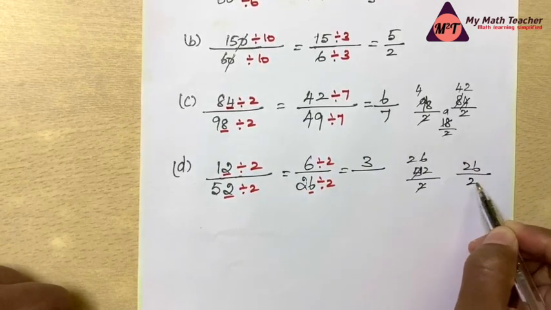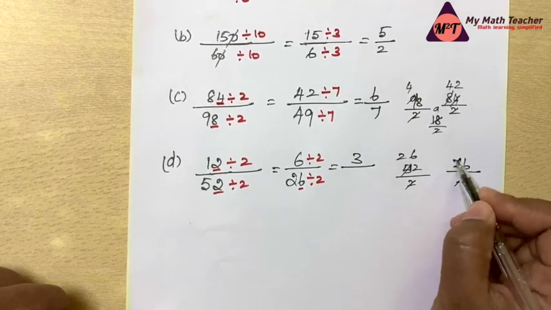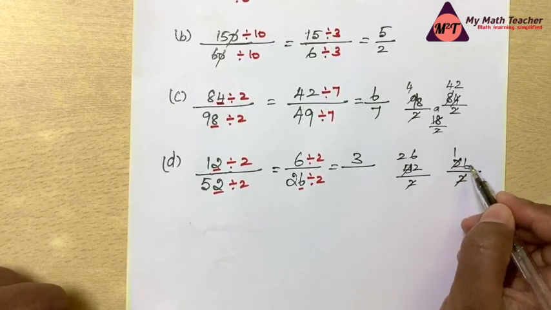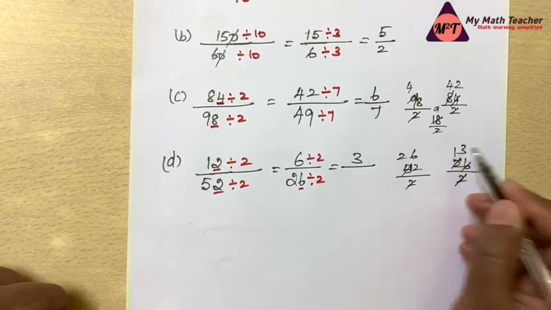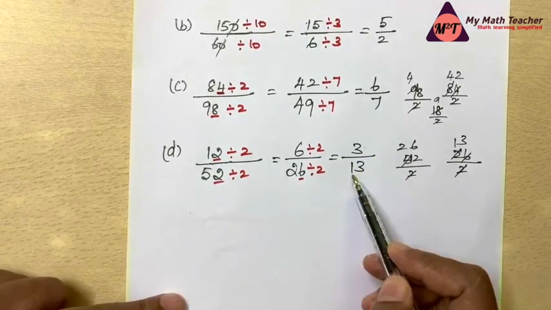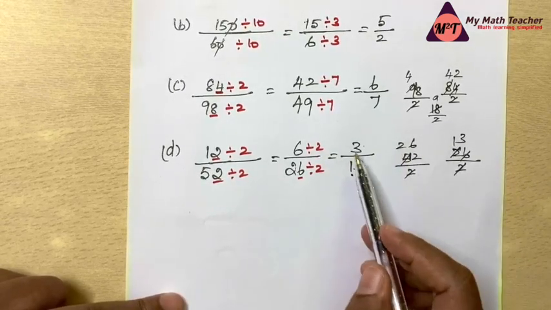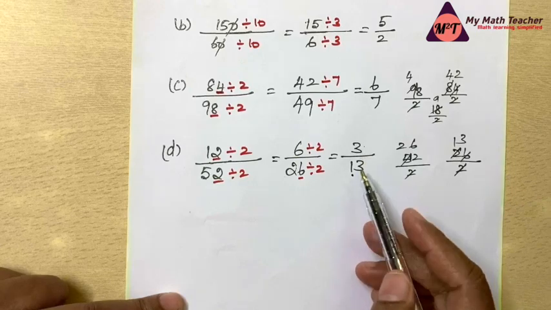26 divided by 2, you will get 13. If you are dividing 6 by 2, it will be 3. That is 13. So you can't do further simplification. Leave it as it is. So now the simplest form is 3 by 13.